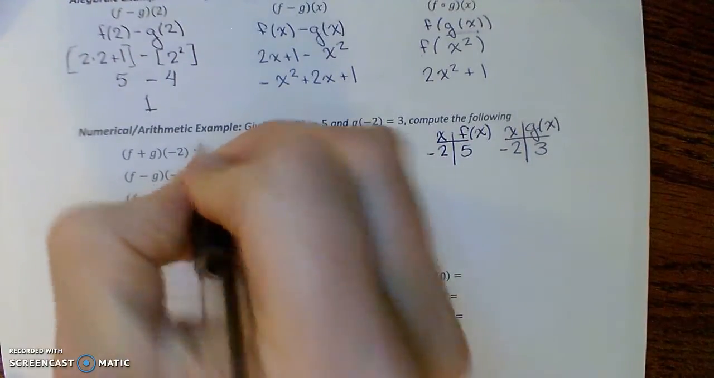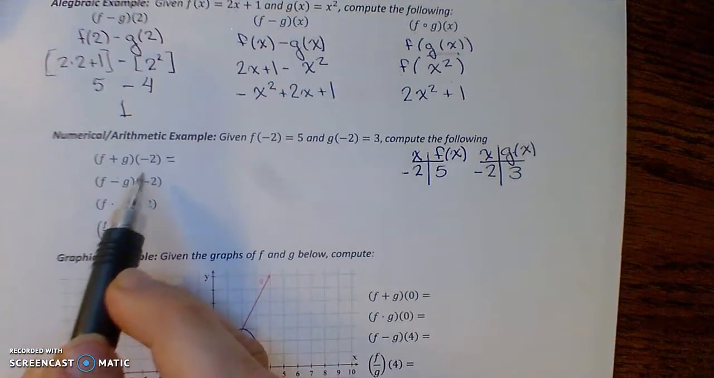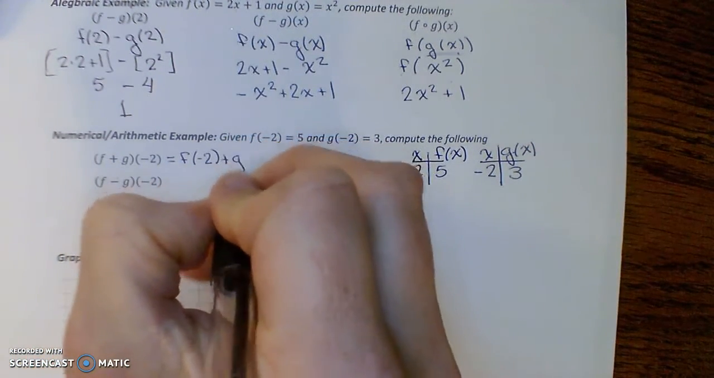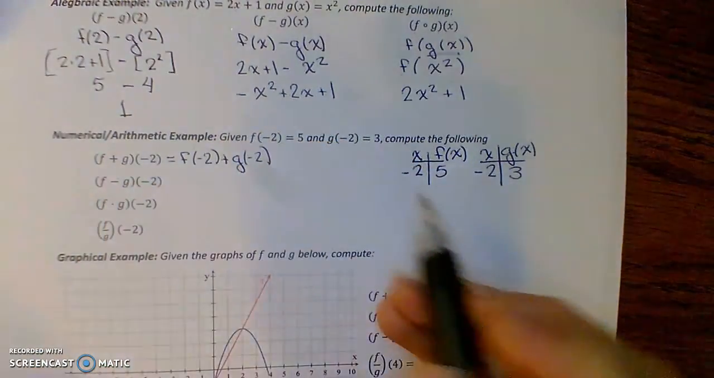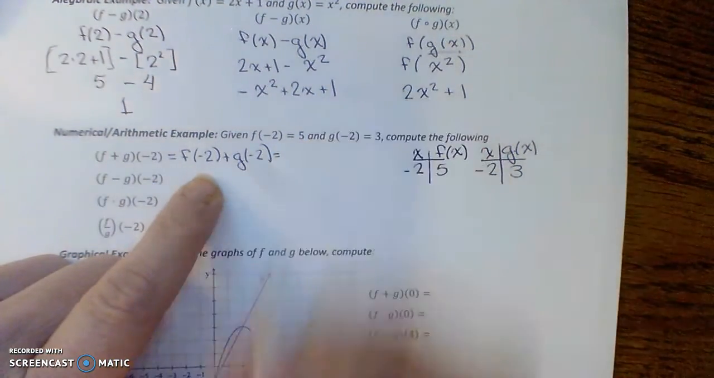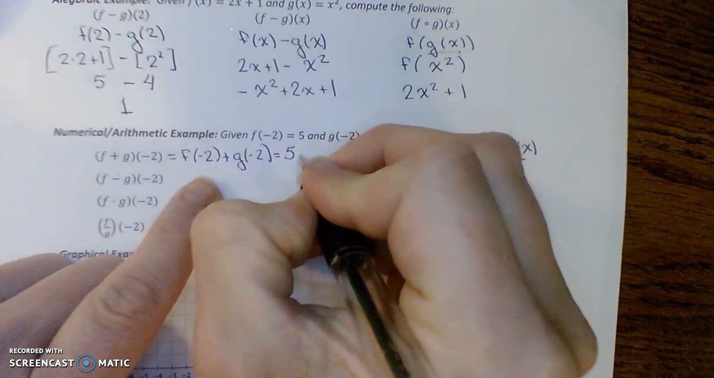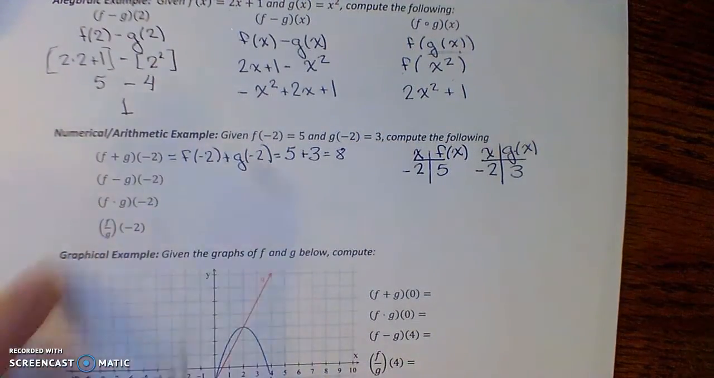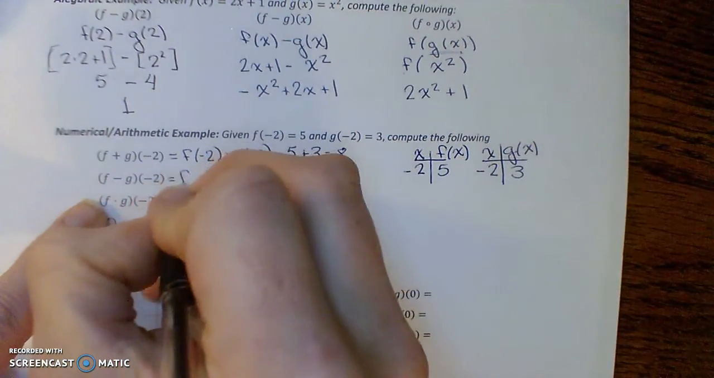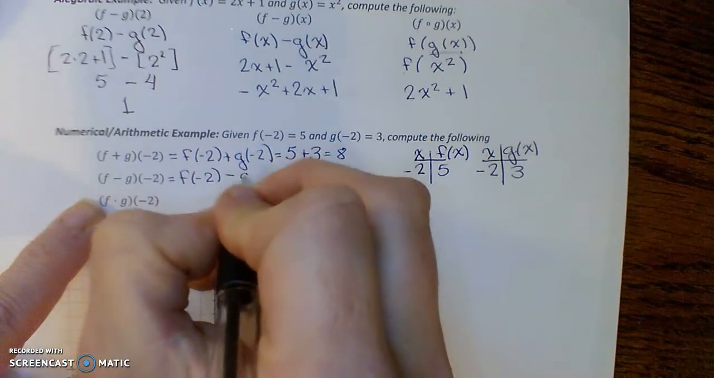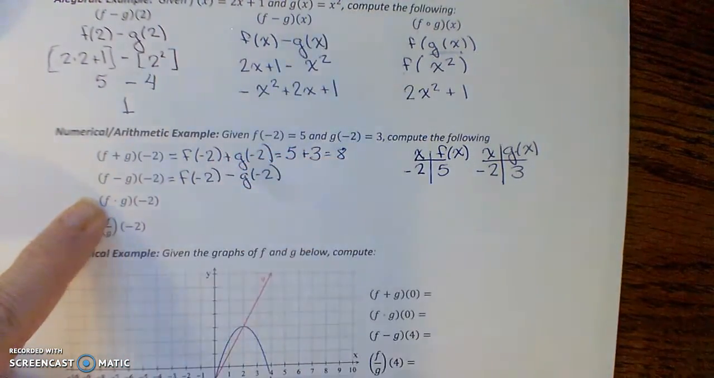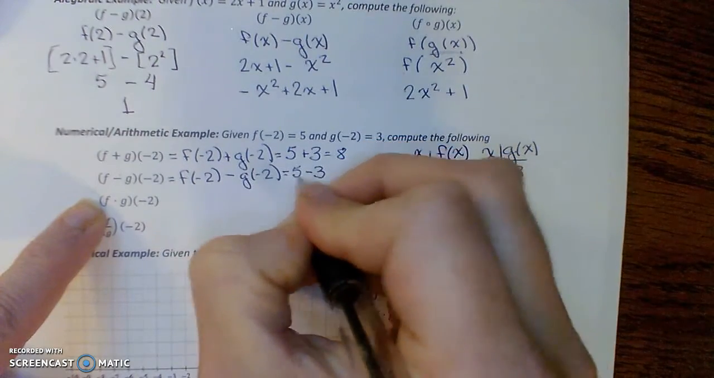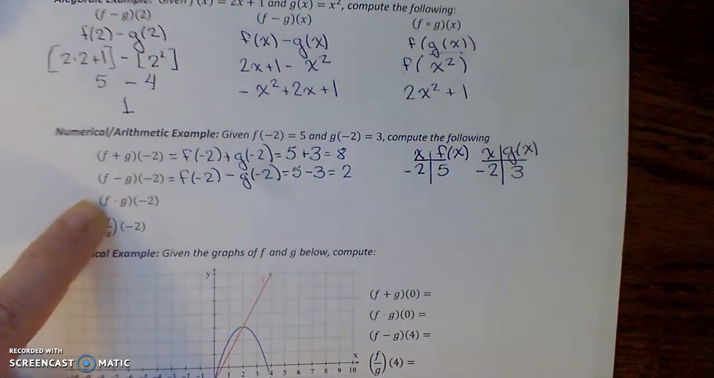Either way, if we're adding f plus g of negative 2, notice that should be f of negative 2 plus g of negative 2. Our information tells us that f of negative 2 is 5, g of negative 2 is 3. Add them together, we get 8. If you were subtracting, notice this would be f of negative 2 minus g of negative 2. And the values we have would be 5 and 3. Subtract the 2, you get 2.